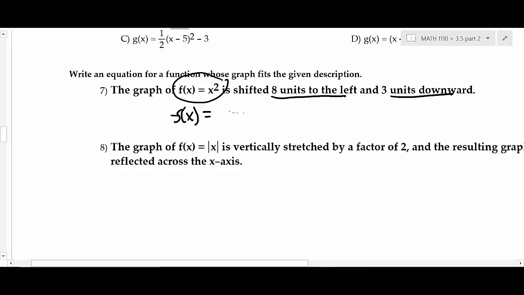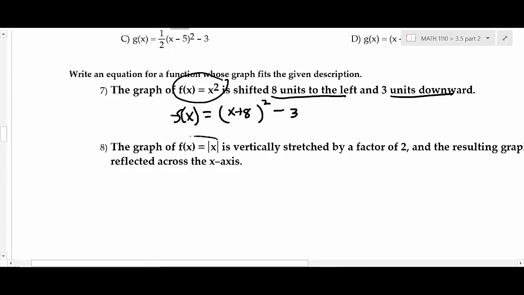Okay. So how do we make this thing go to the left? Add 8 inside. Okay, you would say add inside, that's important. So it would be x plus 8 to the second. And then how do you make it go 3 down? Minus 3 outside the function. That's good. I want to hear you say inside and outside because you got to know where those numbers are going. Okay? All right, let's look at the next one.